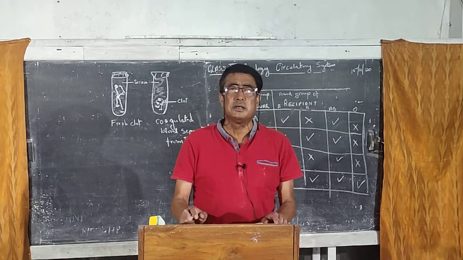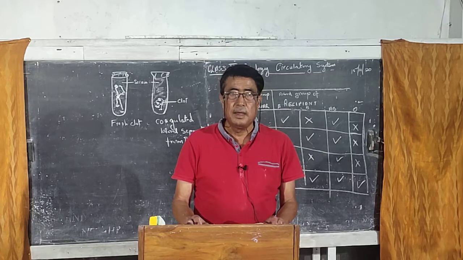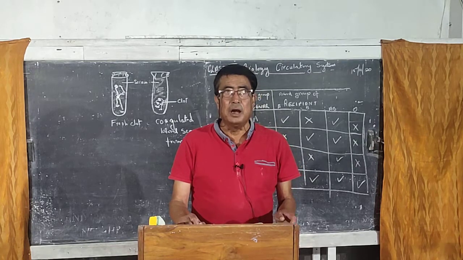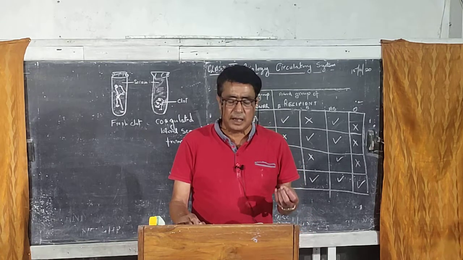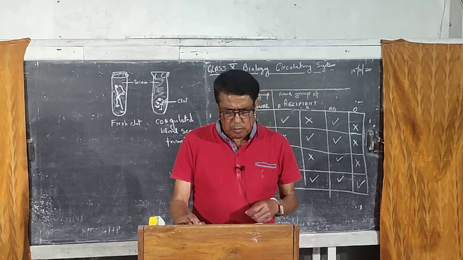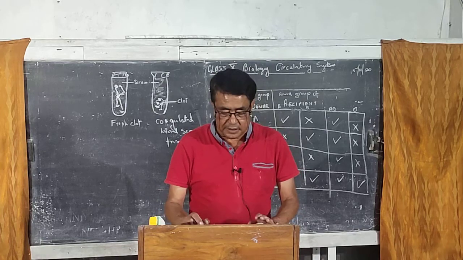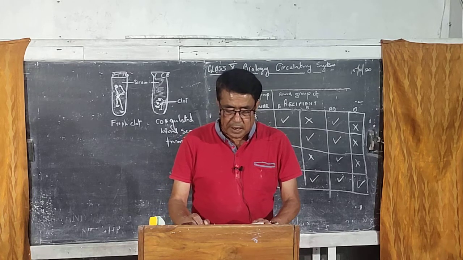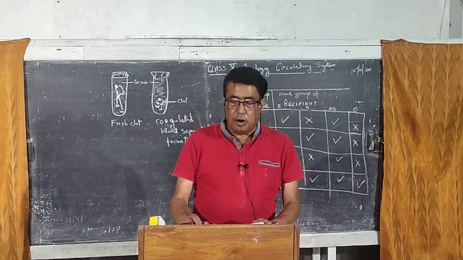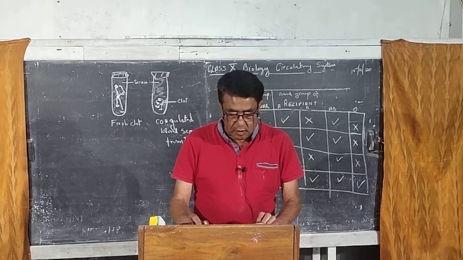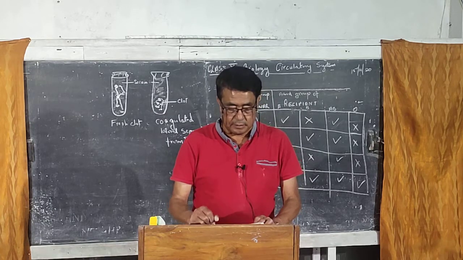Now today we'll discuss the blood group. As everyone knows, you have heard about blood groups at least A, B, O, etc. Now, how are these blood groups classified? These blood groups are classified according to the presence of the type of antigens.